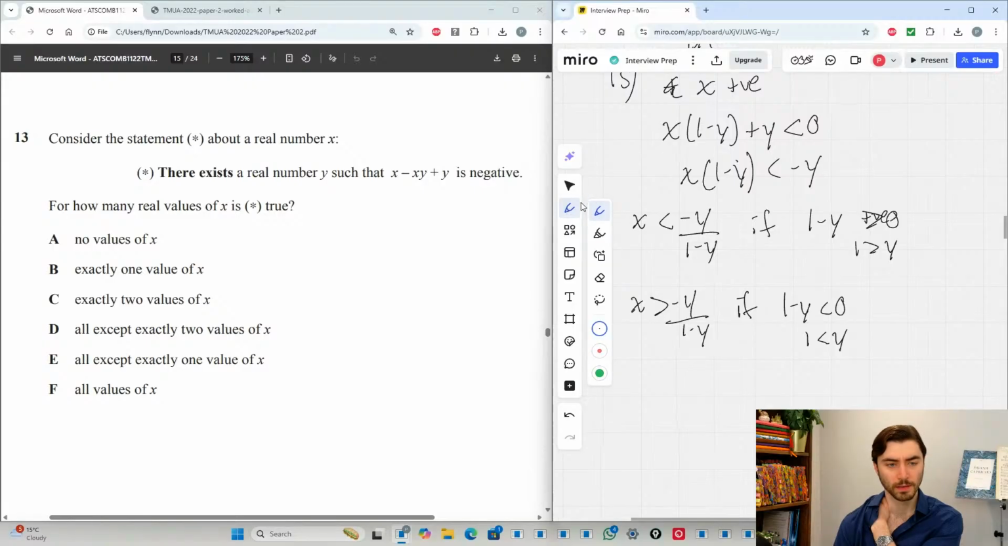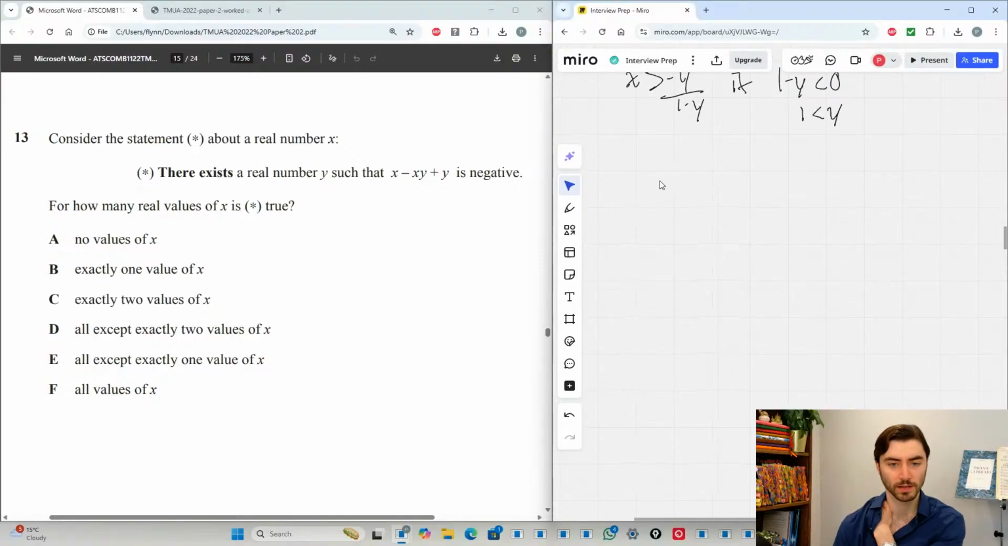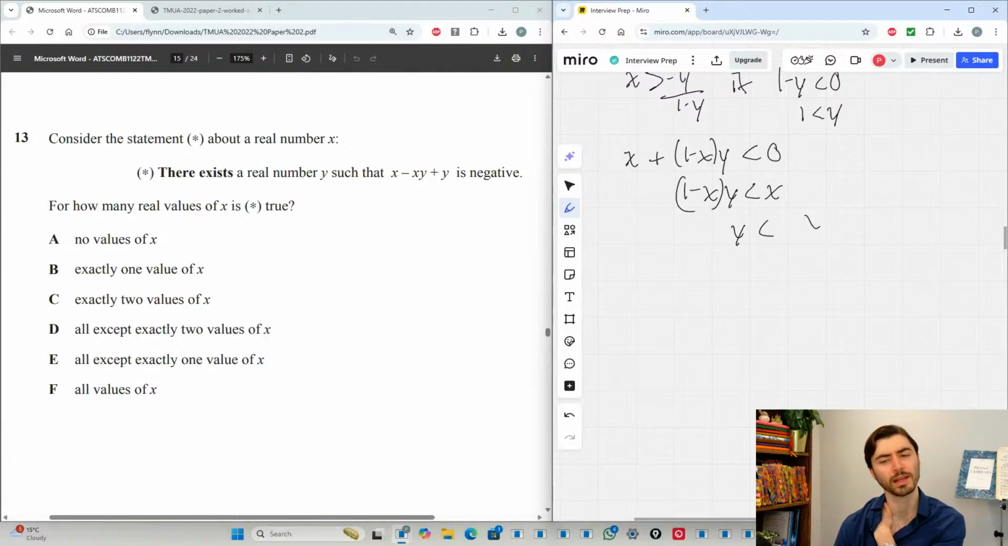and I could probably have done the same thing for x. Let me do the same thing for x instead. Okay, so let me make y the subject. So that's x plus 1 minus x lots of y. And we want that thing to be negative. So we want 1 minus x lots of y to be less than x, and we want y to be less than x over 1 minus x.